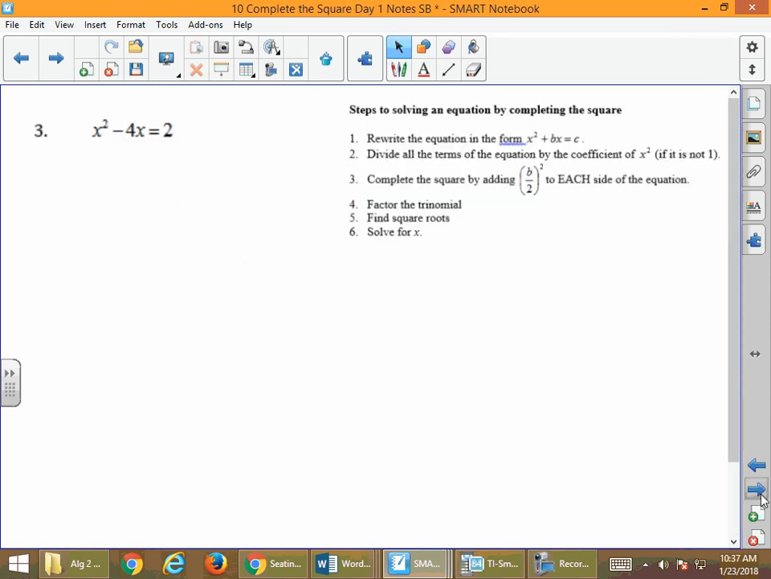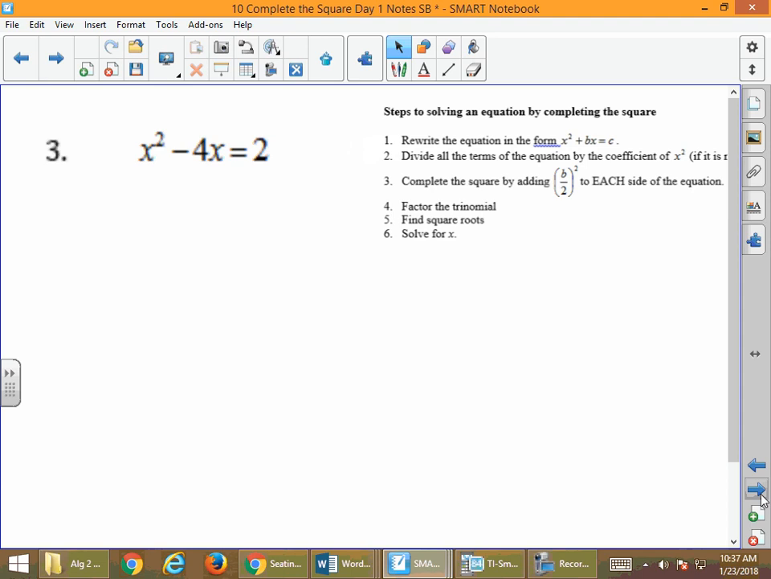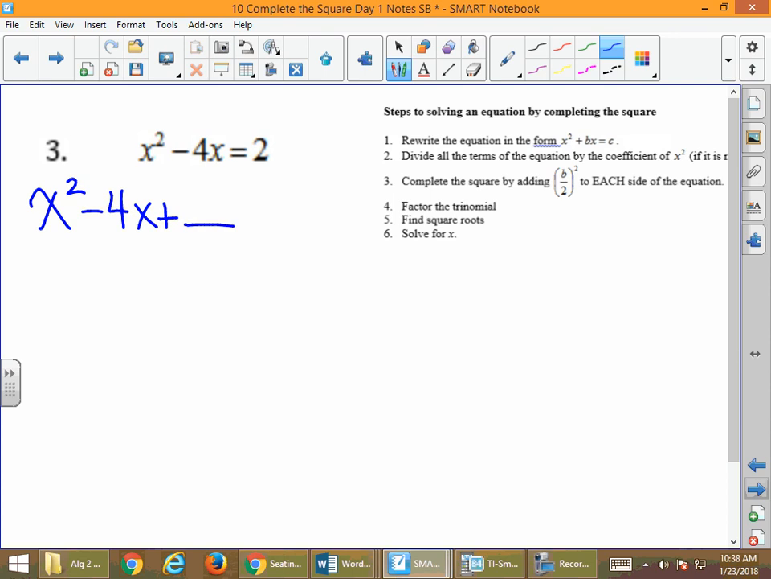But one last example, and I hope that the steps are helpful. And in fact, on problem number 3, the nice part in this one is that it's already set up in the form of ax squared plus bx equals c. We already have the variables on one side and the constants on the other. But as I set this up, for my first step, I'm going to write it as x squared minus 4x plus something equals 2 plus something. And we need to determine what that something is, which is step 3.